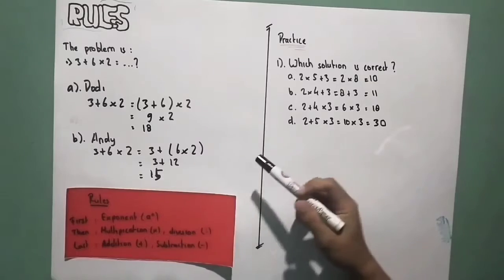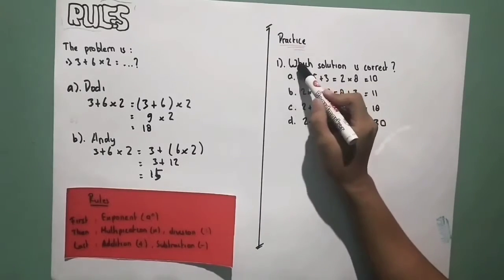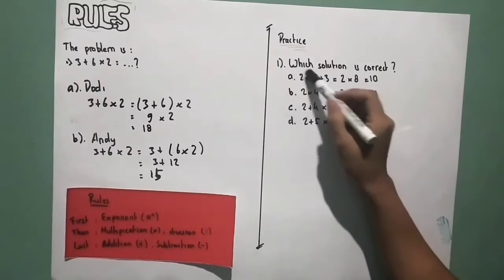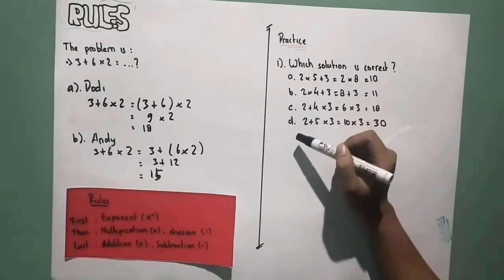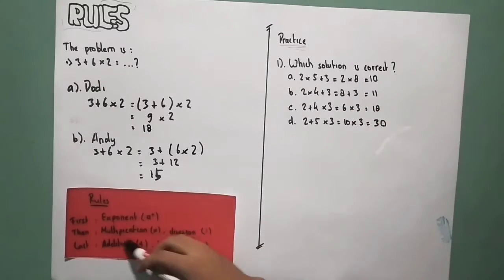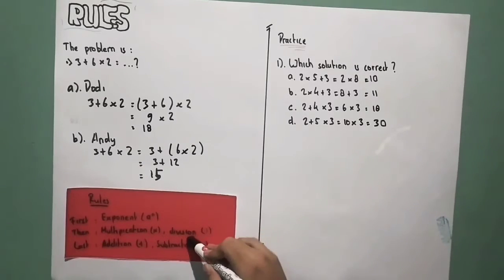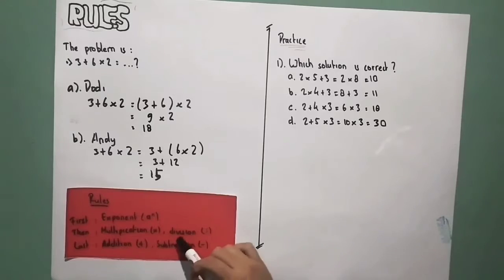Let's go to the practice. The question is, which solution is correct? Let's see the options A, B, C, and D. Based on the rules, we do multiplication and division first, and then addition and subtraction.